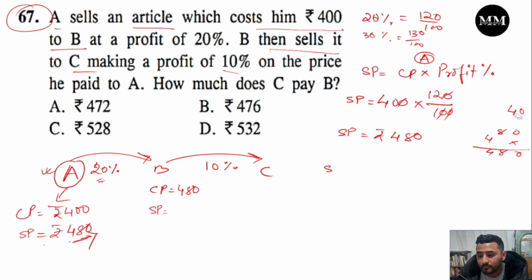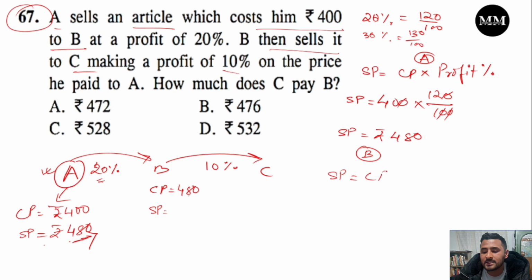Okay, now we have to find SP for this one, again using same formula for B. Now for B, because he has to sell it to C now, so we have to find a SP for B. SP is equal to again CP into profit percent. Using same formula, SP we don't know, CP we know it is 480, profit of 10%. Now remember, don't be confused with 20%, it is 10%. So 110 by 100. Start with the cancellation. 0 0 0 0. So SP will be equal to how much? 48 into 11, multiply. 48 into 11, how much are you getting?